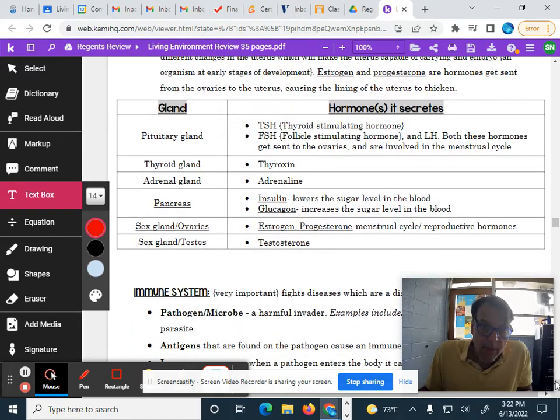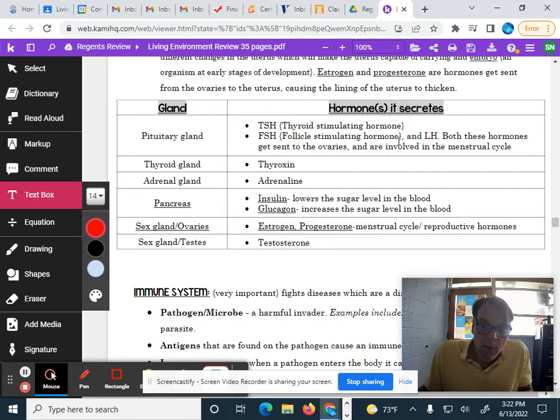Females, that happens once a month. Some other hormones: the pituitary gland, which is the master gland in the brain, releases TSH and FSH. Thyroid stimulating hormone regulates your metabolism. Follicle stimulating hormone, and LH. These are sent from the ovaries and are involved in the menstrual cycle.